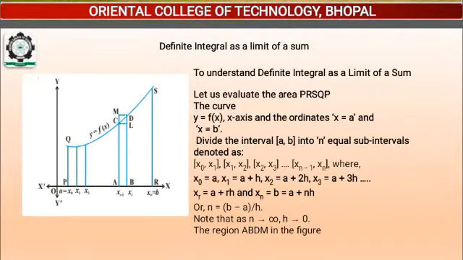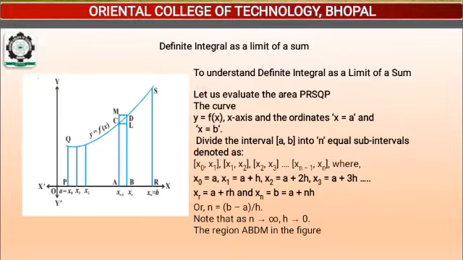Divide the interval AB into n equal subintervals denoted as x0 to x1, x1 to x2, x2 to x3, and so on, x(n-1) to xn, where x0 equal to a, x1 equal to a plus h, x2 equal to a plus 2h, and so on, xn equal to a plus nh equal to b. Here n equal to (b minus a) upon h. Note that as n tends to infinity, h tends to 0.